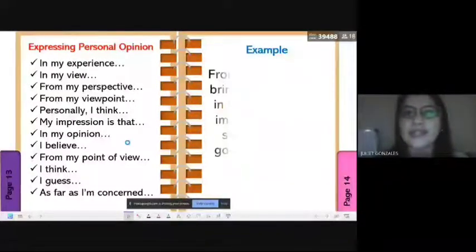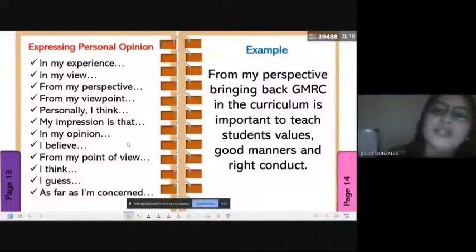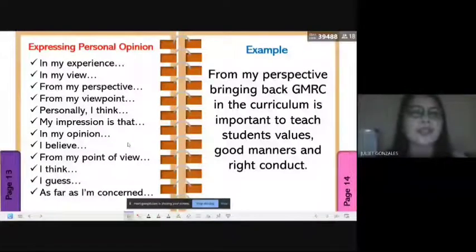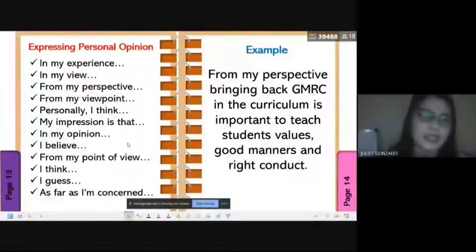So let us consider this example. From my personal perspective, bringing back GMRC in the curriculum is important to teach students values, good manners, and right conduct. So as you can see, which of these is the expression or the introductory phrase used to express personal opinion? Yes, Maria Althea. From my perspective. Okay, that is good. That is the clue that you are expressing your personal opinion.